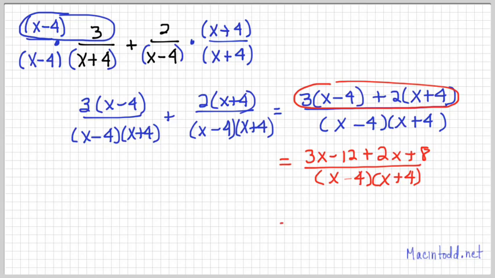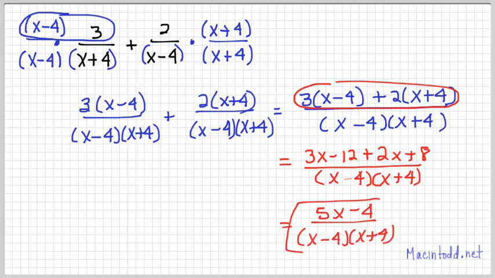And then I would collect my numerators like terms, so 5x minus 4 over the common denominator. And so that's it. We're just getting all the factors the same in both denominators, and that way we can add them just like we've always added fractions.